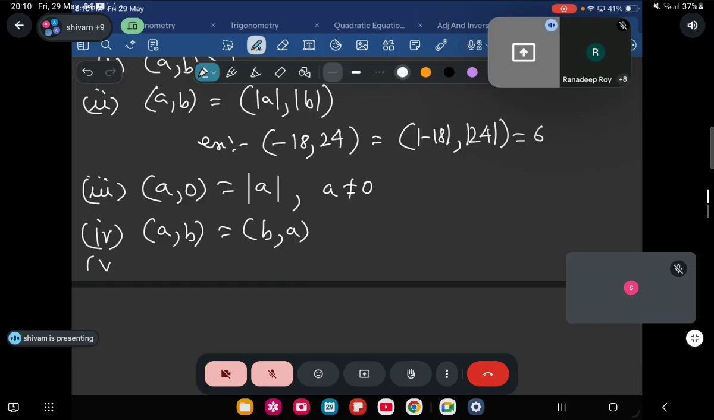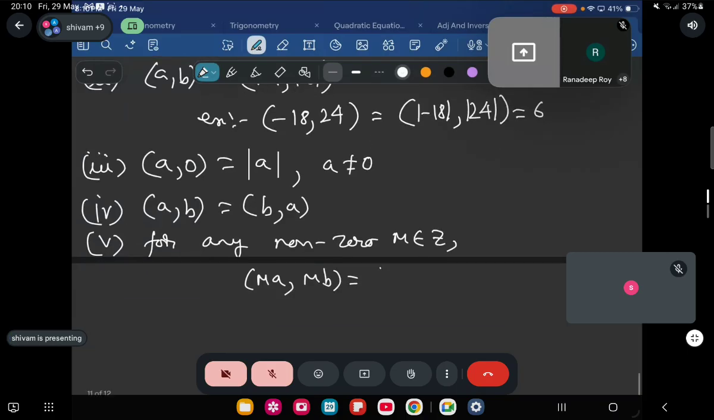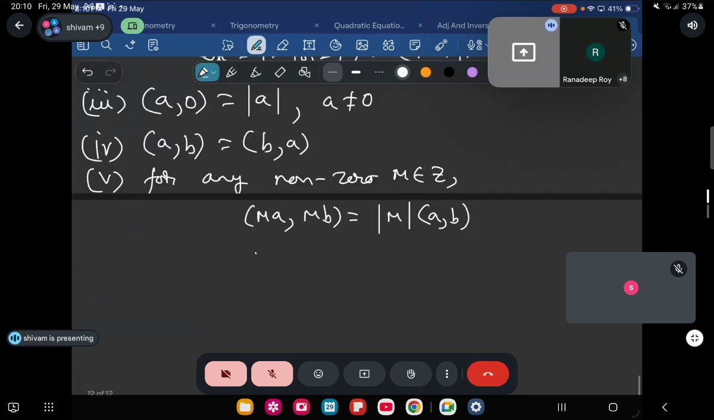Next, number 5. For any non-zero M belonging to integers, GCD of MA comma MB must be equal to mod of M into GCD of A and B. For example, GCD of 36 and 24 will be equal to 12 into GCD of 3 comma 2, which is equal to 12.